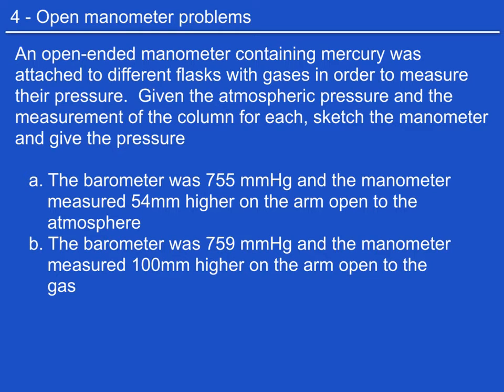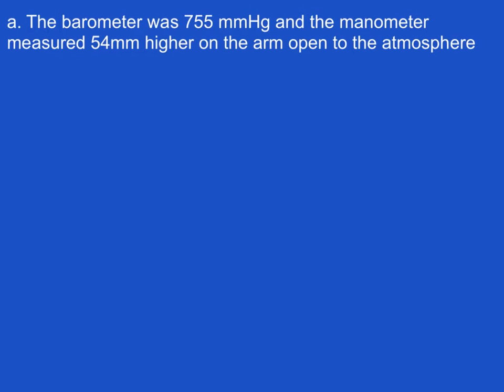Okay, so we're going to be given the atmospheric pressure and the measurement of the column for each, and we have to sketch it and give the pressure. So there are two different scenarios we're going to solve here. In A, the barometer is 755 millimeters mercury, and the manometer measured 54 millimeters higher on the arm open to the atmosphere, so this is pushing the gas back up against the atmosphere. And in B, it's 100 millimeters higher on the arm open to the gas, so it's pushing back the other way. So let's take a look at A first.